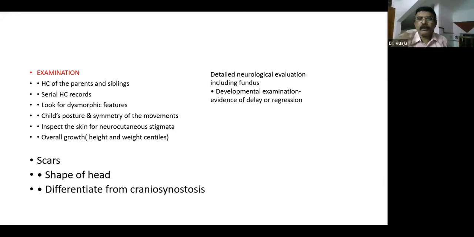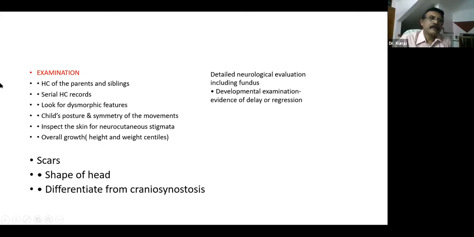Don't forget it, because later the head size may come down. So that is why a serial head circumference recording, and then look for dysmorphic features and measure the length of the child to characterize whether it is a short stature. If it is short stature, look whether the head size is proportionate to that short stature or disproportionate, to differentiate the syndromes that I have mentioned earlier.